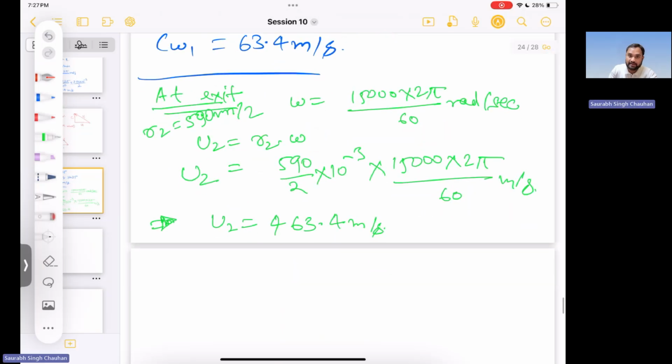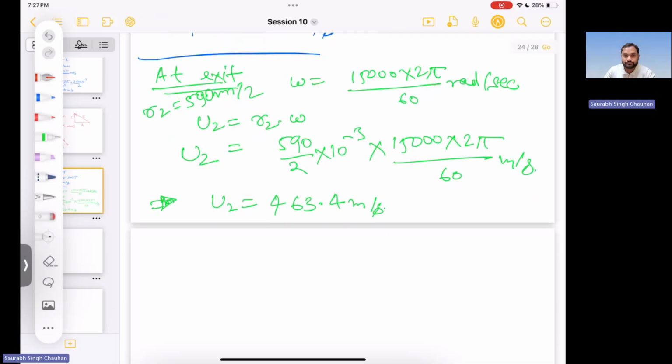Please check this value. I already had this answer, so I'm writing it directly. You calculate yourself and check if you are getting the same velocity or not. If there is some difference, then please let me know. This is U2.